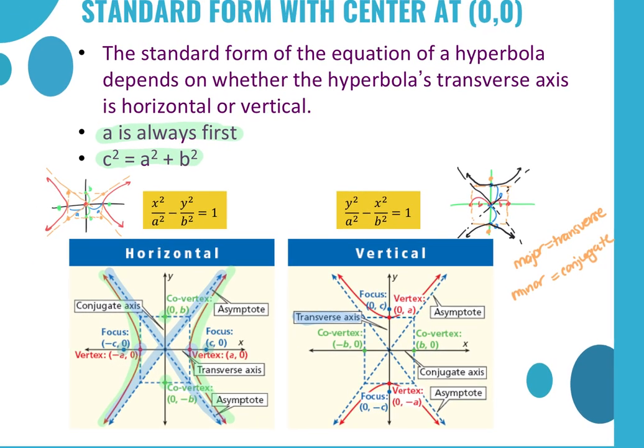Again, A is always first in hyperbolas. C squared equals A squared plus B squared, and there's a minus between the two fractions. Those are the three biggest differences.